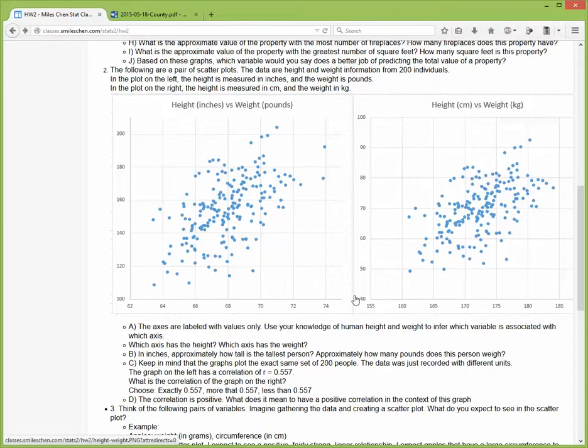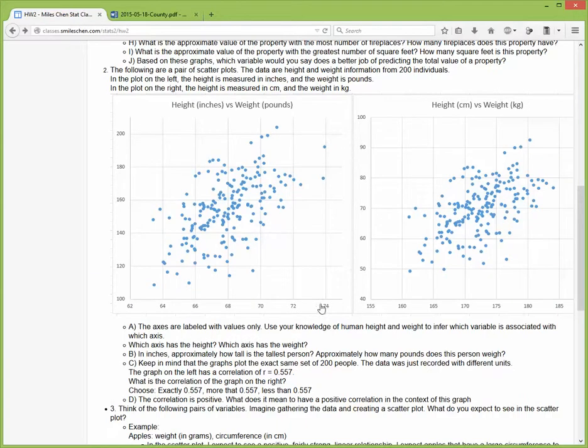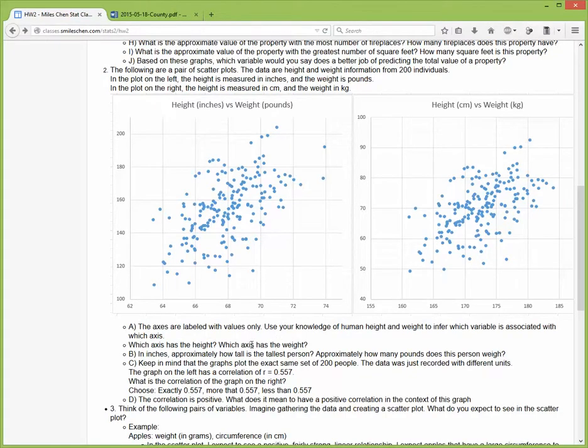Okay, so let's go through this. Okay, so for part A, the x-axis goes from 62 to 74. Is that going to be the height or the weight? That's going to be height, right? So x is going to be height, and y is going to be weight, okay? The horizontal axis is x, okay? And vertical is going to be y, okay? Which axis has the height? Which axis has the weight? Oh, that was part A.